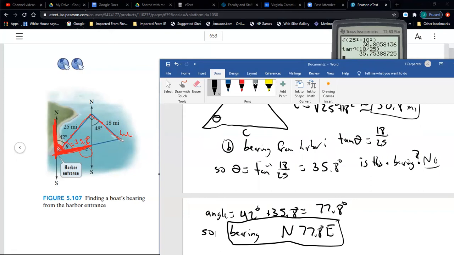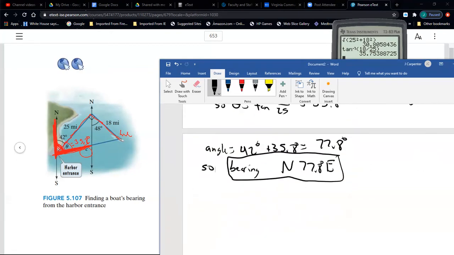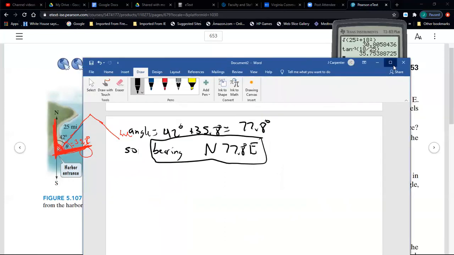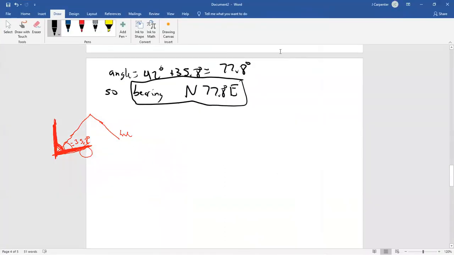What do we got? 15 minutes. Let's do another. Now I don't need the textbook anymore, so I will maximize this. And I need to clear my annotations so that that's not sitting up there. All right.